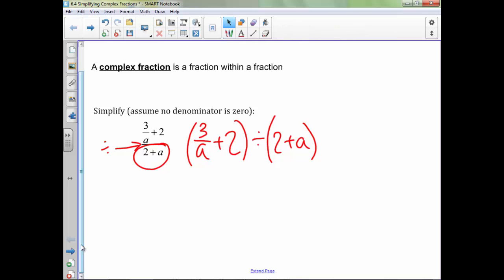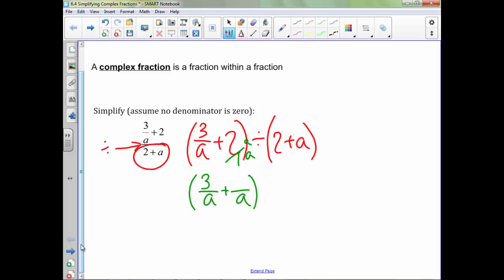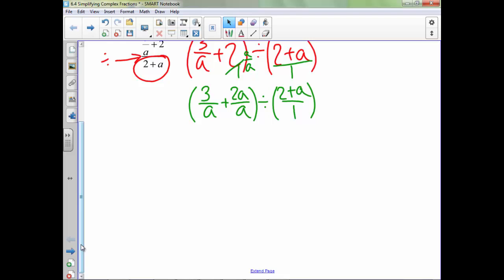So now let's actually work inside our parentheses and get common denominators in this first one. Remember, this 2 is over 1. So our common denominator is going to be a. So the first fraction stays the same. The second one we had to multiply by a over a. So we'll have 2a divided by. And then notice this can be written over 1. So we'll have 2 plus a over 1. And now this first fraction we can combine so that we've got 3 plus 2a over a.